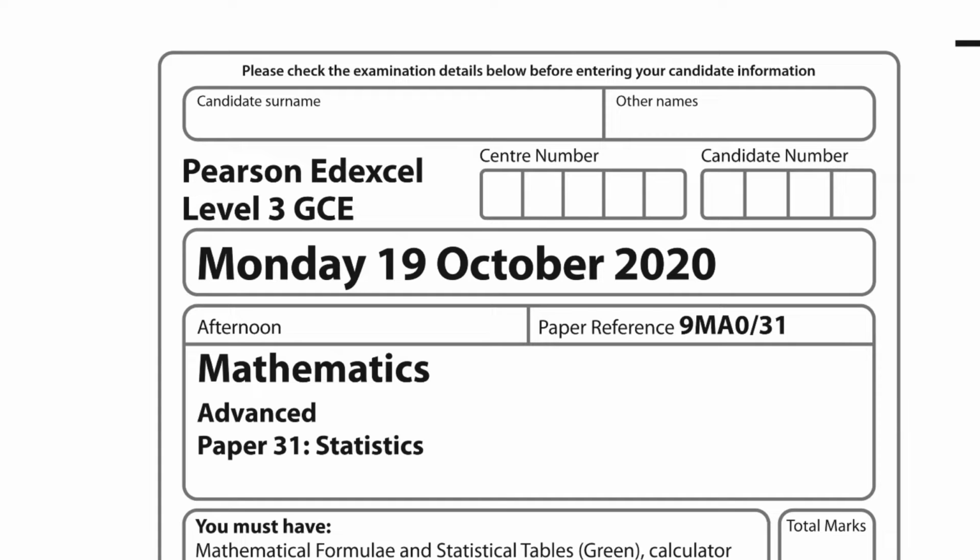Hi, in this video we will be taking a look at the Edexcel A-Level Maths Paper 3, which covers the statistics section from the October 2020 series.